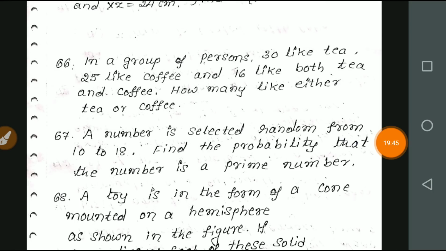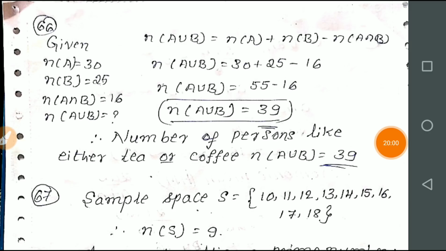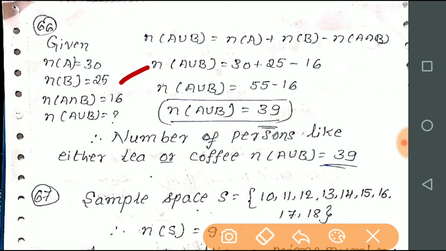In a group of persons, 30 like tea, 25 like coffee, and 16 like both tea and coffee. How many like either tea or coffee? Given n of A is 30, n of B is 25, and n of A intersection B is 16. Therefore, we have to find out n of A union B.